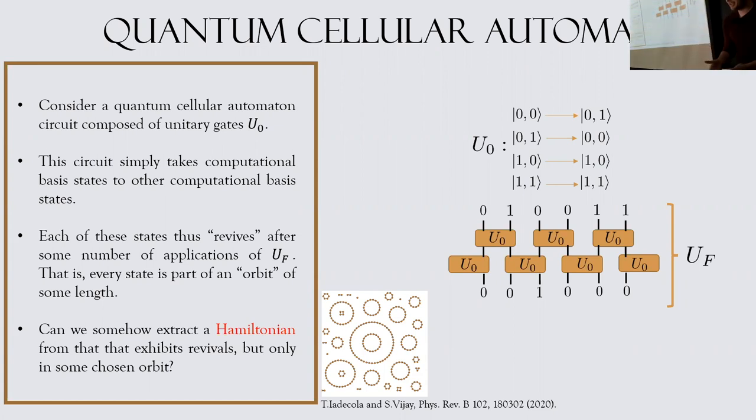Whenever I start with a state, instead of evolving to a random soup of quantum states, it somehow just keeps reviving and riding along this periodic orbit. Now the key question is, all right, clearly this system seems to violate to some extent the eigenstate thermalization hypothesis. Can we somehow extract Hamiltonians from these systems and preserve some of these non-thermal properties? That's really the goal, or really was our first idea.